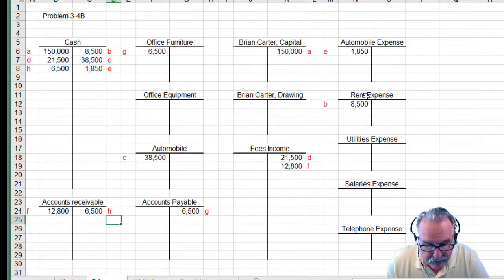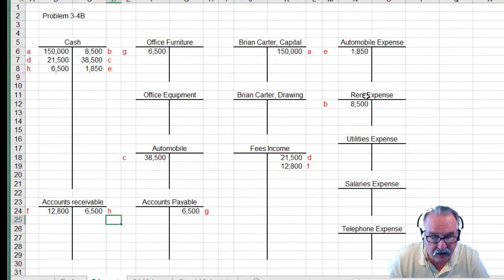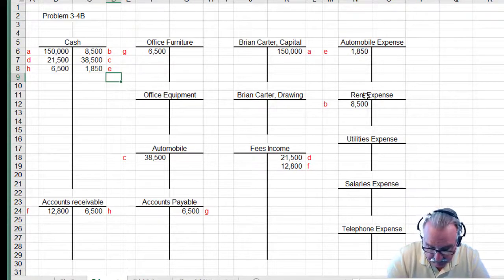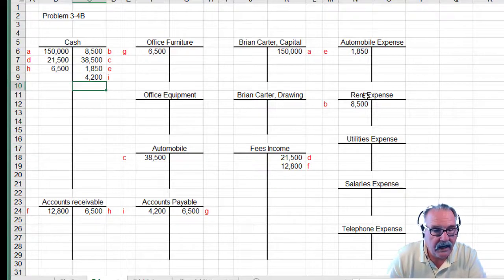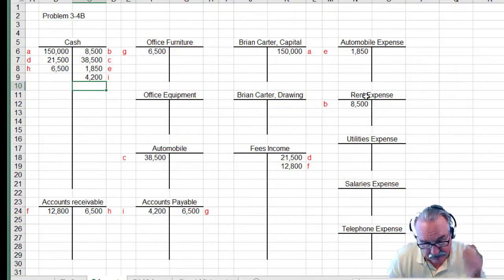Transaction I, paid $4,200 to reduce the amount owed for the office chairs. So we made a payment to our vendor. We didn't buy any more chairs. We just made a payment. This is transaction I. So we're going to debit accounts payable for $4,200 and credit cash. Accounts payable is going down. It's a debit. And cash is going down. That's a credit. $4,200.